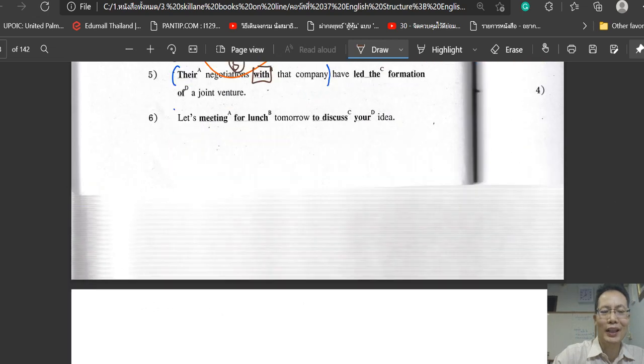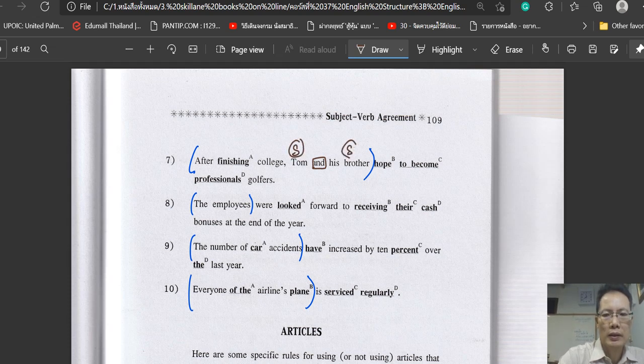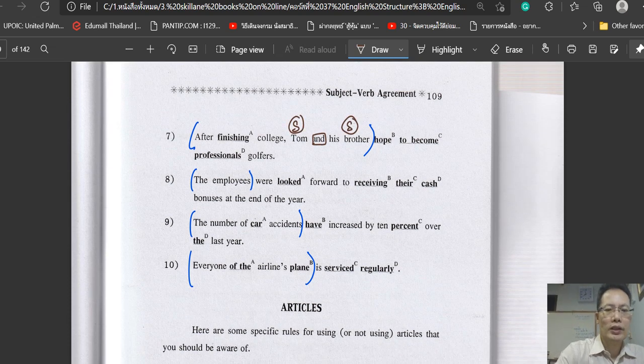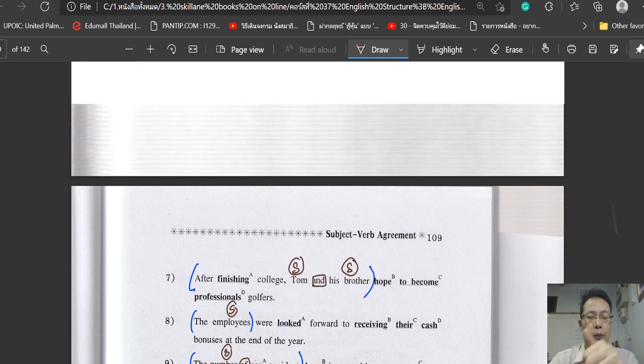No. Different structure. The subject words are Tom and the other. Two words. Subject words, not the subject word, come together. The number of, a number of. Every one of, the subject word is this. Number two. Follow this one.